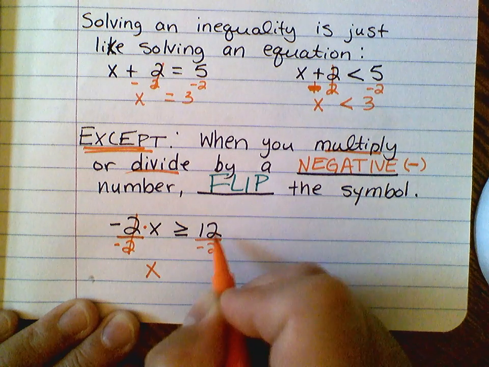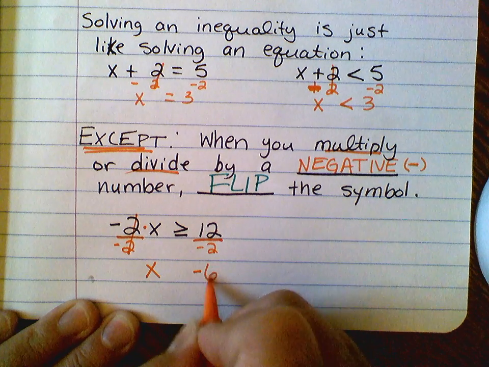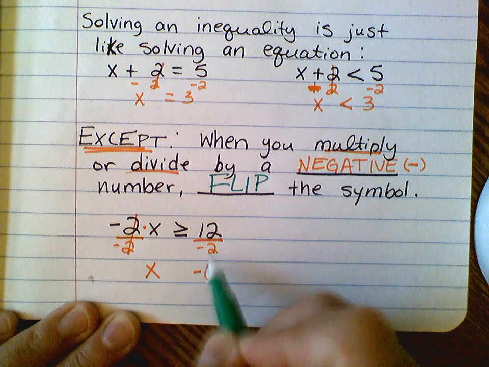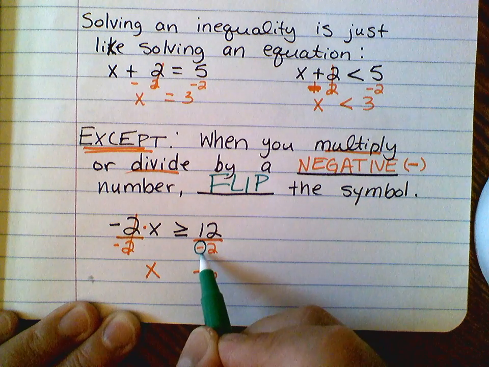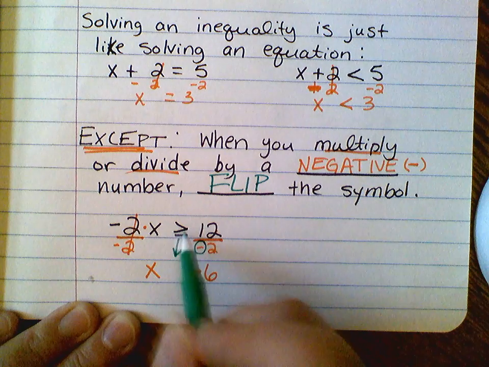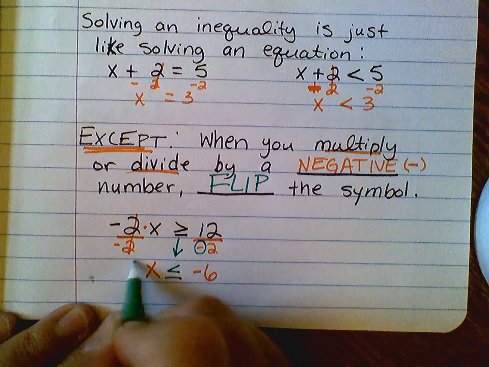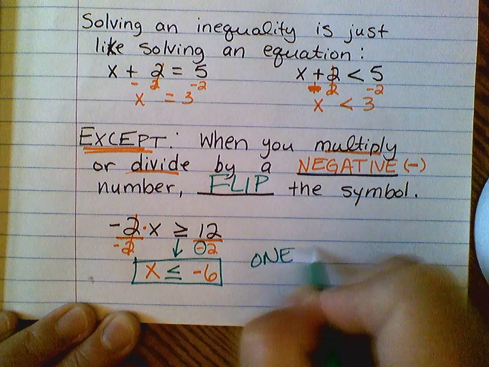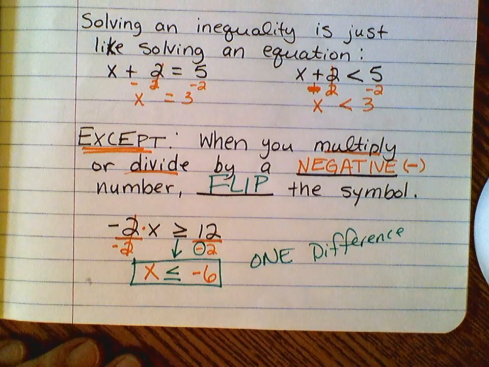So I have x, and 12 divided by negative 2 is negative 6. And here is what we were talking about. We just divided by a negative number. And so that means we have to flip this symbol over. So instead of greater than or equal to, it's less than or equal to. This is the one difference. Everything else is the same.